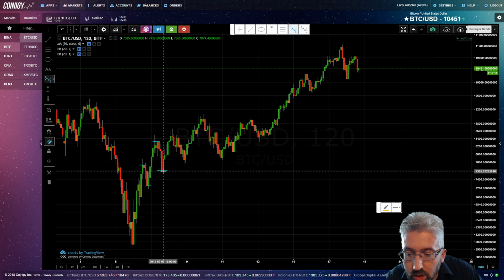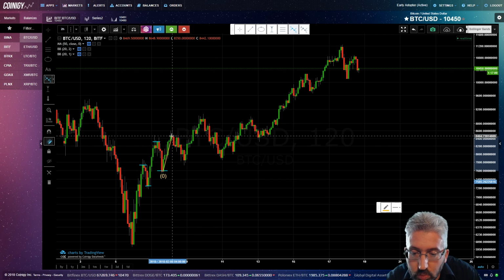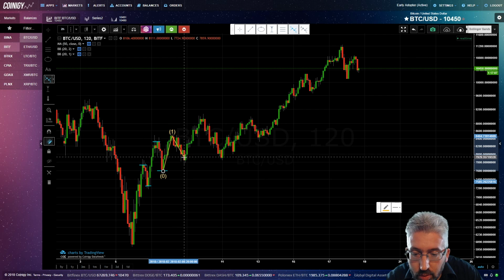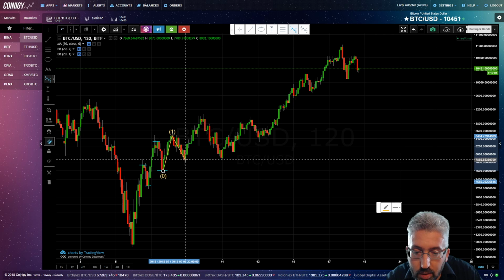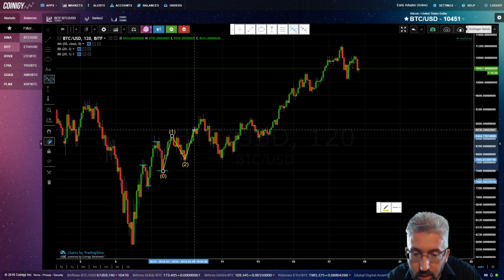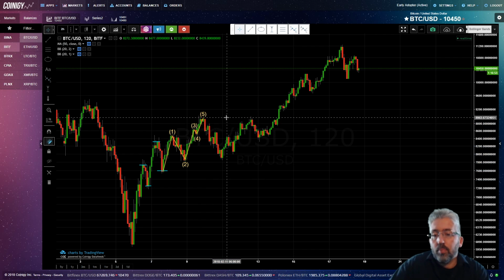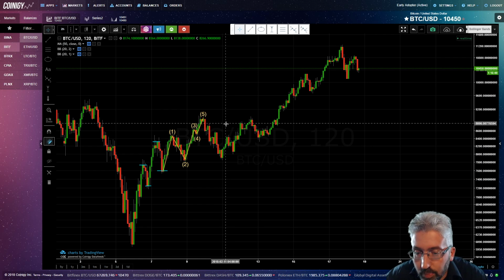So this would be our start of the Elliott wave right here. So we will go up, then we will correct down, right? That's our second leg. Then we have a third leg going up here, then we have a fourth leg, and we have a fifth leg going there. So this would be an example of how you can draw Elliott waves, right?